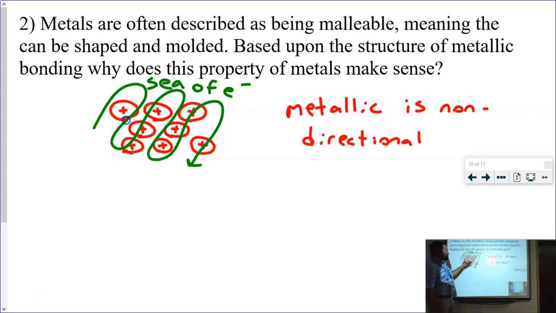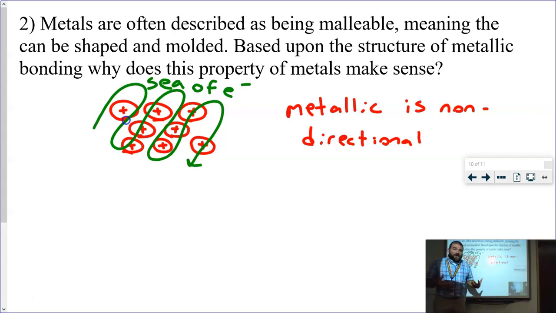Meaning, I can smush this, I can shift this, I can move these around, and it doesn't really change the strength. And that's what malleability is, right? When I take aluminum foil and I crumple it up into a ball, I'm moving these atoms around, but because metallic bonding is non-directional, I'm able to do that. It's not rigid, it's not tough, it's not hard.